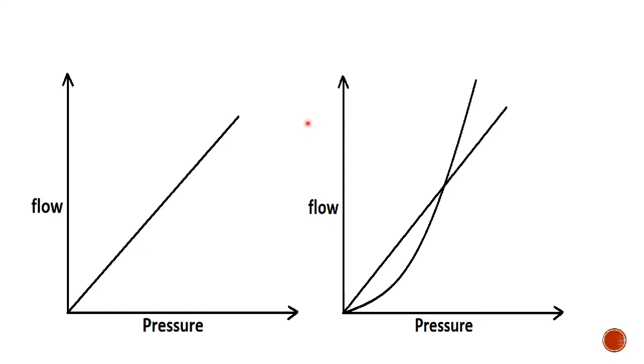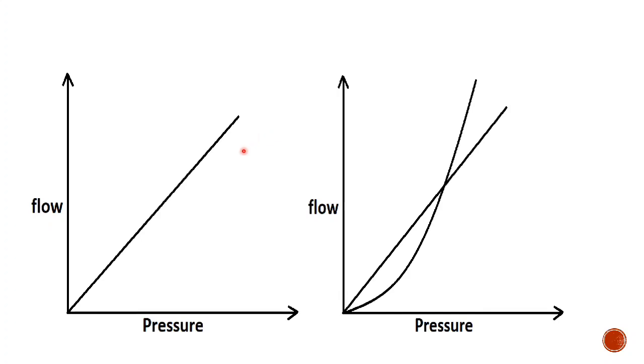This picture shows the relationship between the flow and pressure in graphical form. The relationship of flow and pressure in a normal rigid tube will be linear like this, because it applies to a Newtonian fluid and also a rigid tube.